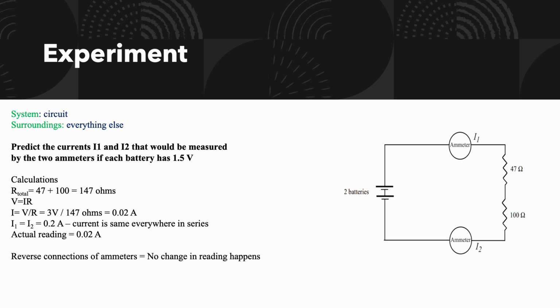In this experiment, the system is a circuit and the surroundings is everything else. We have to find I1 and I2. Each battery has 1.5 volts. Our total is 147 ohms as the resistors are in series. I is equal to 3 volts divided by 147 ohms, which gives 0.02 ampere. Therefore, I1 equals I2 equals 0.02 ampere, as the current is the same everywhere in a series circuit. The actual reading is 0.02 ampere as well, and if you reverse the connections of the ammeters, there's no change in reading.